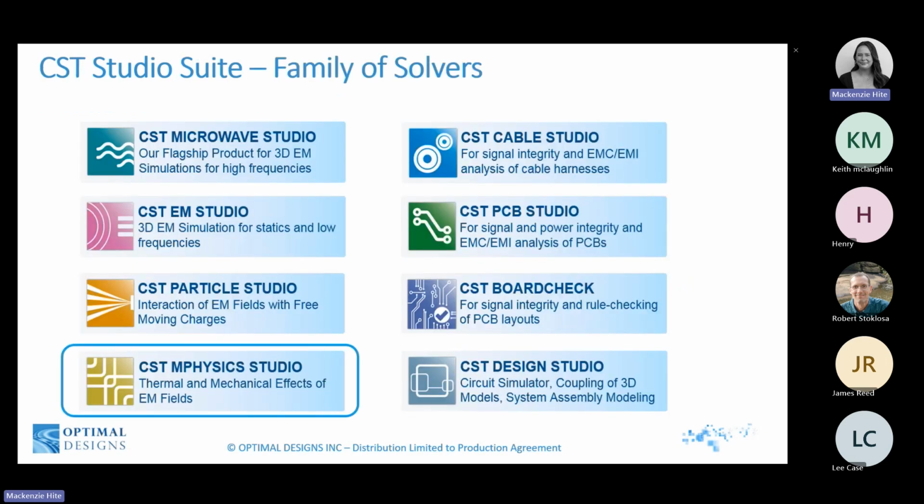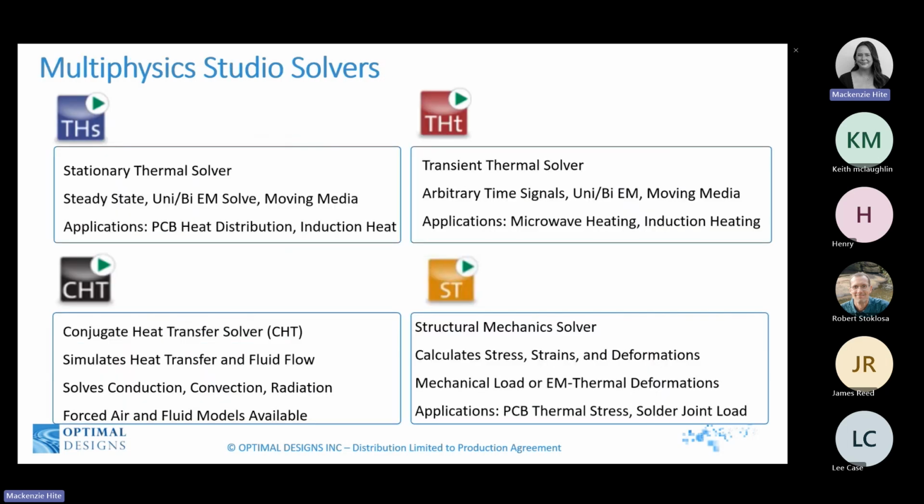Moving on to Multiphysics Studio. Multiphysics solvers include stationary and transient thermal solvers, conjugate heat transfer solver, and structural solver. Stationary thermal solver is a steady state analysis where applications include PCB heating distribution. Transient thermal solver is time-varying thermal analysis. Applications could include microwave heating.